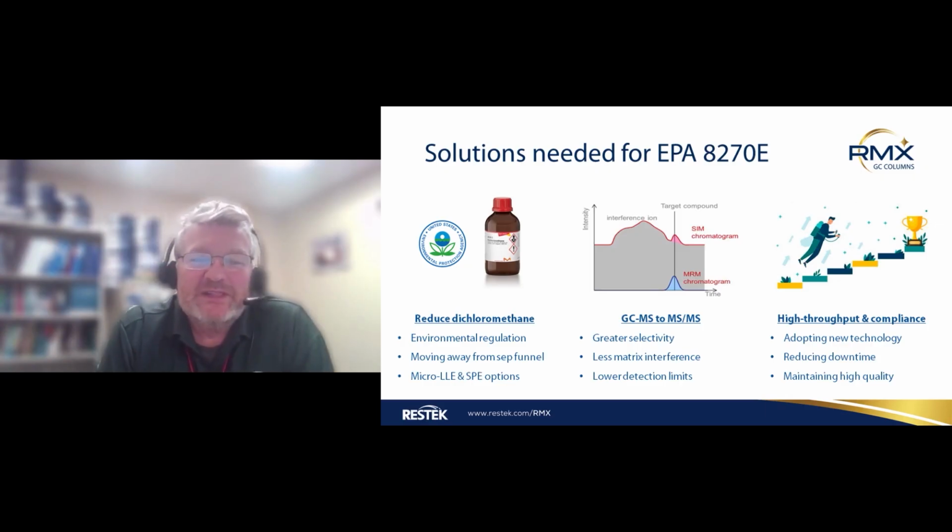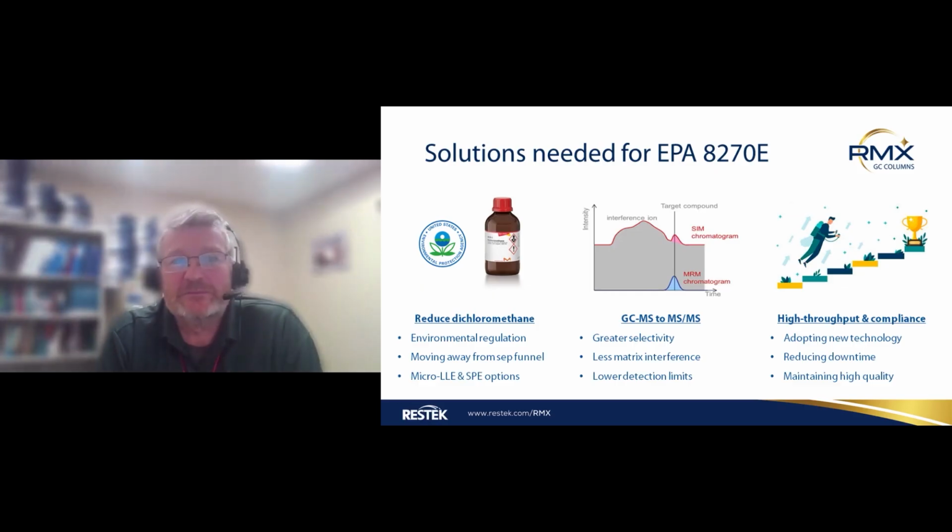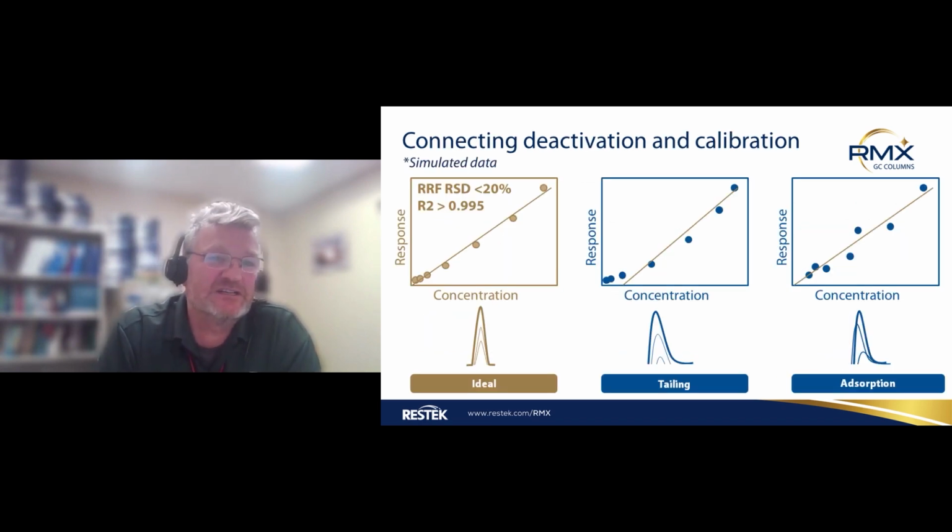Again, the labs are pushing for higher throughput, and that's by combining different methods as well. So we're combining 8270 with pesticides and PCBs and other things as well. Those laboratories are going to be able to do a whole lot more with fewer analytical runs and fewer calibration runs.